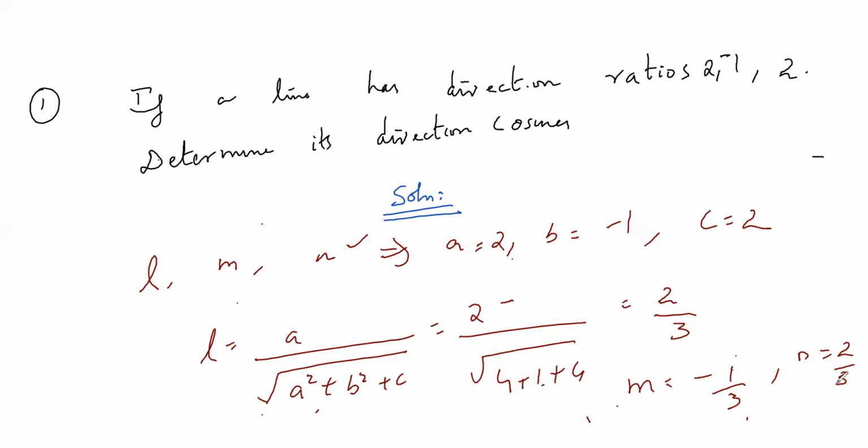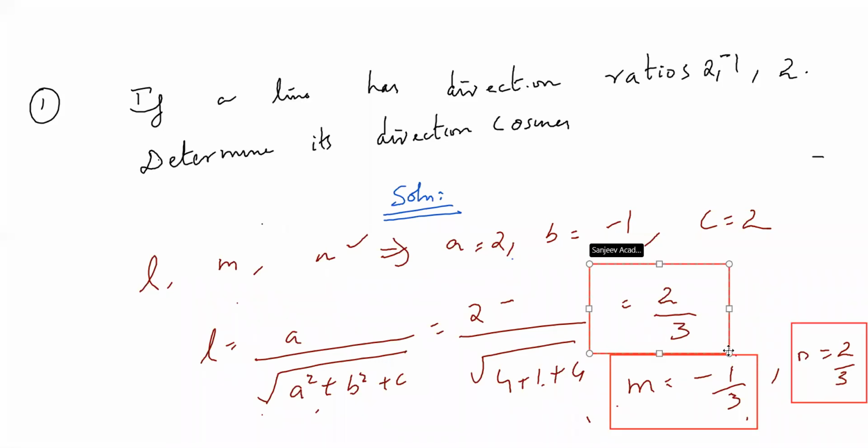Fine. So it's a very simple question to do. And whatever answers you're getting, put it in a box. This is my 2 by 3 value, that is my l. So a simple one mark question which can be asked in your examination. That's all.